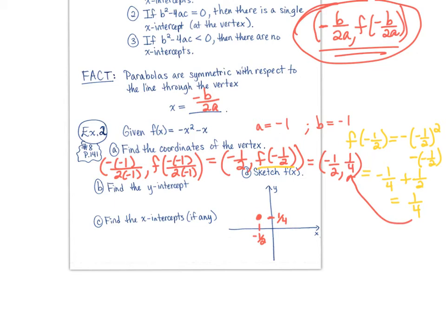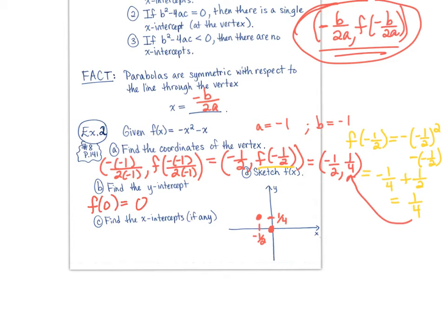Okay? So, how do we find the y-intercept? We set x equal to 0. So we find f of 0. What's f of 0? 0. No fun. So we know that our y-intercept is the origin. That's our y-intercept. And now we have to find our x-intercepts if there are any.